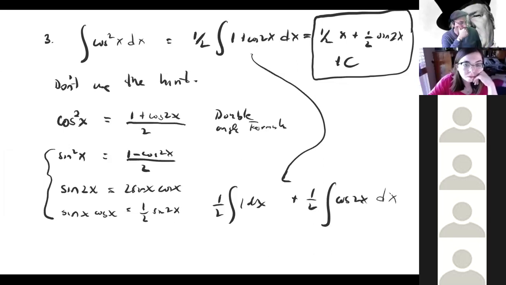And then it ends up becoming x. After you integrate it, the 1 becomes an x, so it's x over 2, right? And the other is the integral of 1/2.